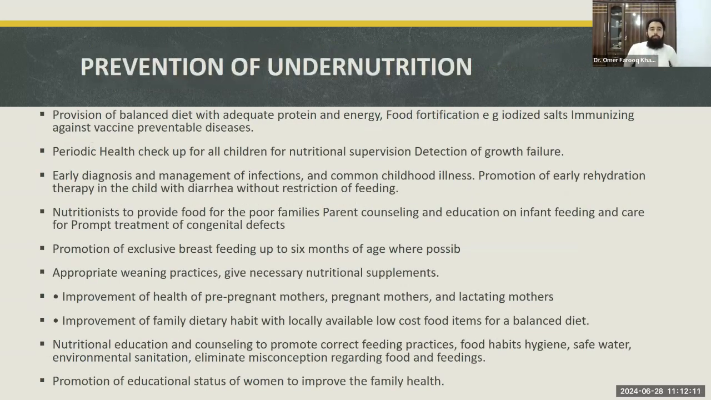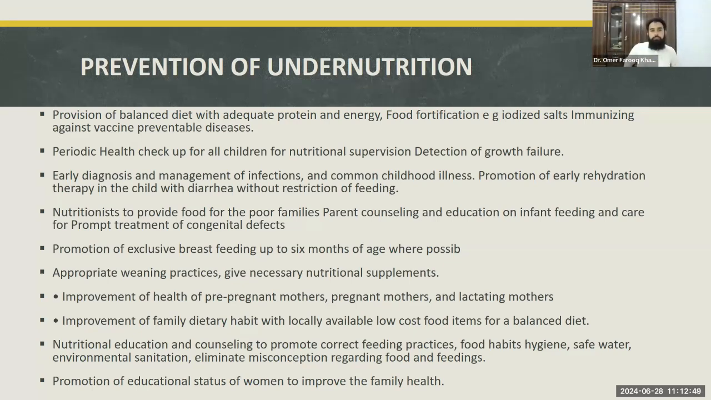So this is our last slide. Provision of balanced diet. So I just touched it. I will go into the details of how to prevent all of these problems. We will discuss this public health problem in detail in our next lecture, but I had to touch it in this lecture as well. So the provision of balanced diet with adequate protein and energy, food fortification, for example iodized salts, immunizing against vaccine preventable diseases, periodic health checkup for all children for nutritional supervision, detection of growth failure should be commenced as early as possible.